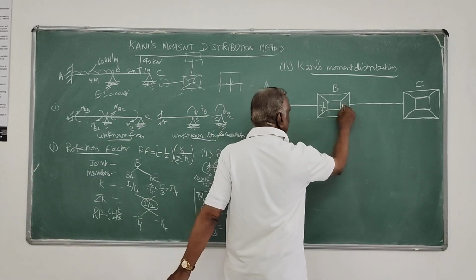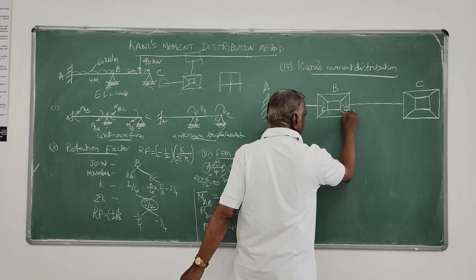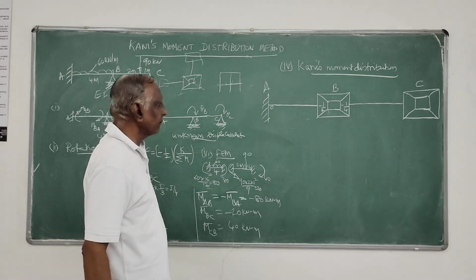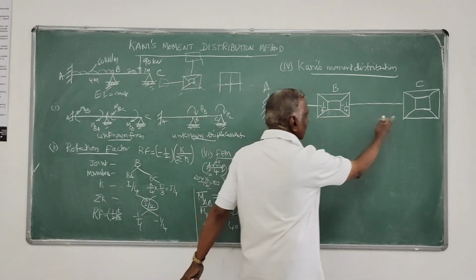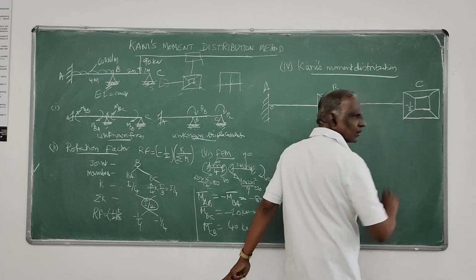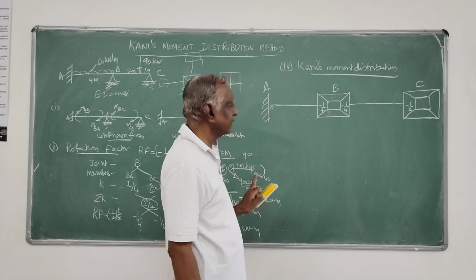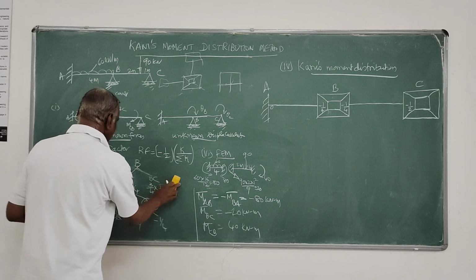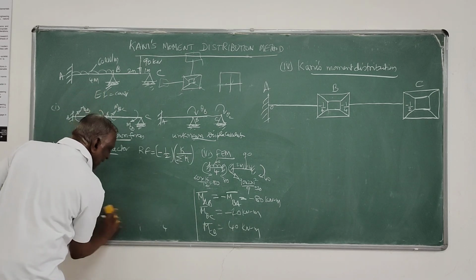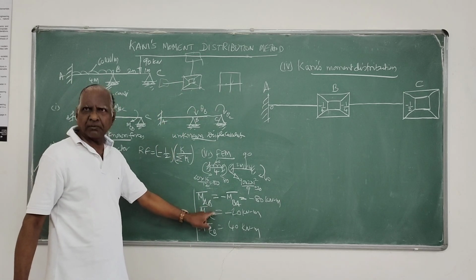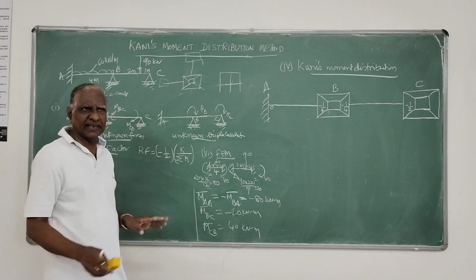For BC, again it is minus 1 by 4. I will write that minus 1 by 4. And for CB, it is minus of the rotation factor I told. That I will write. So that means this entire data, whatever it was there, that I have transferred into the diagram. Next, whatever fixed end moment, that also I will write it there.